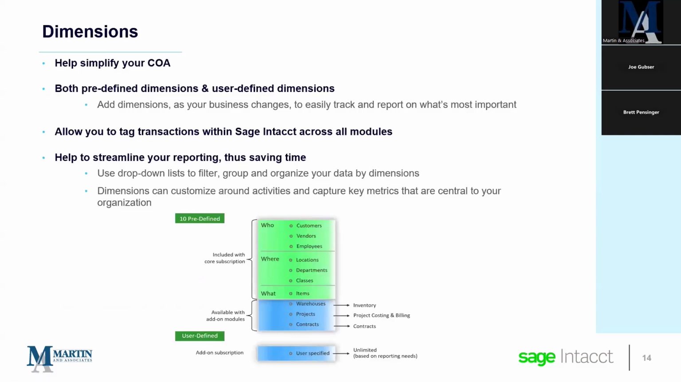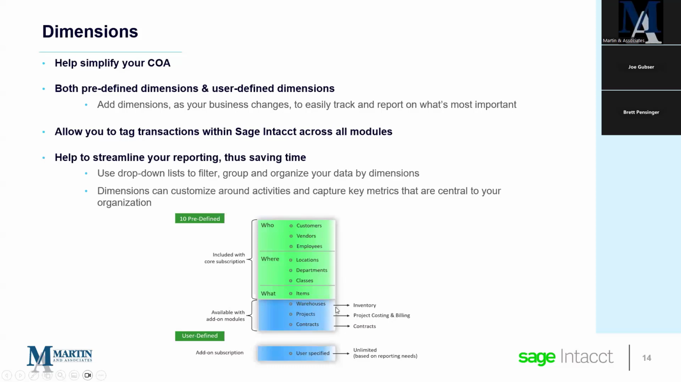Dimensions. So as I mentioned, dimensions replace your sub accounts. There's a series of predefined dimensions that come with the product, and you could add user-defined dimensions as well if there's additional data that you want to track. So your dimensions are things like your customer number, your vendor number, your employees, your locations, departments, classes, items. These all come with the Intacct system standard.